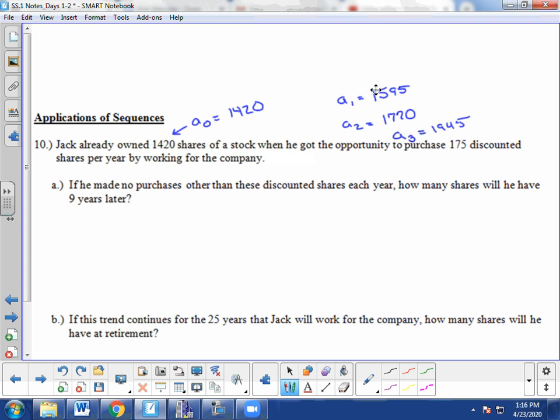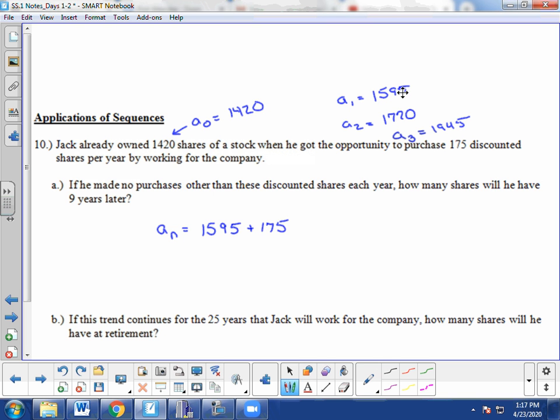So what we can do instead is get an idea. We can create a formula that gives us the values for a sub n. Again, we're not going to use a sub 0 because that's not part of the sequence. This is the first year he works, the second year he works, the third year, and so on and so forth. So each year, he's got 1595, and then the next year he's going to add 175, and then the next year he's going to add 175, and then the next year he's going to add 175.